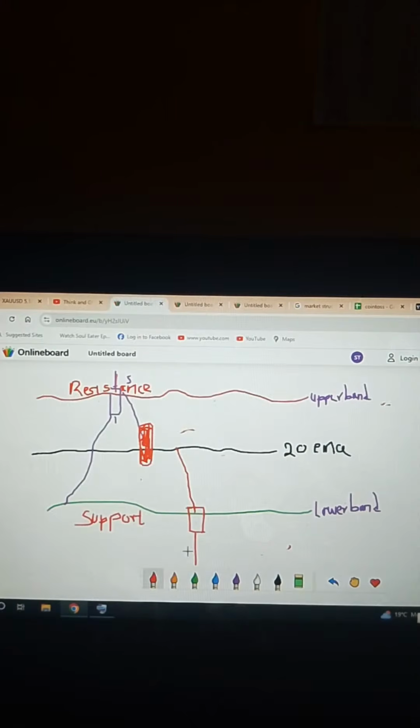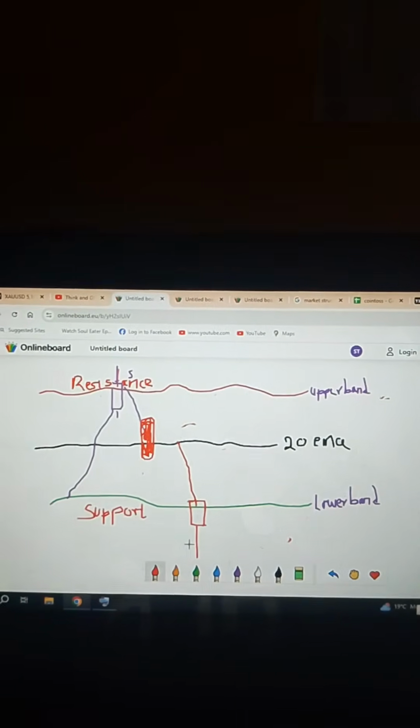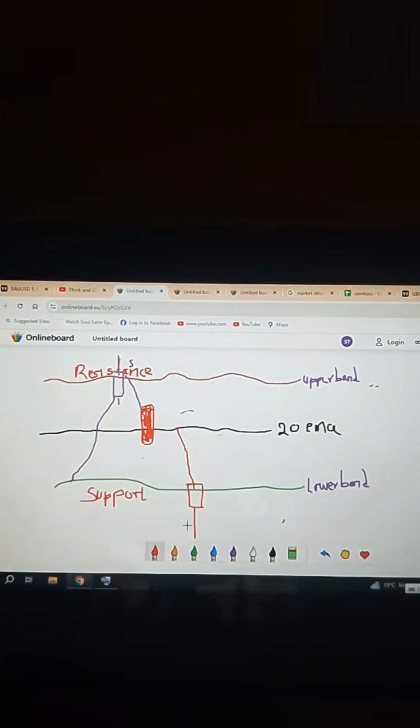I think like that. Then all of a sudden you see the market start going up. So don't enter a buy here. I think, guys, don't enter buy here. Here you'll be trapped. Don't enter the market immediately.